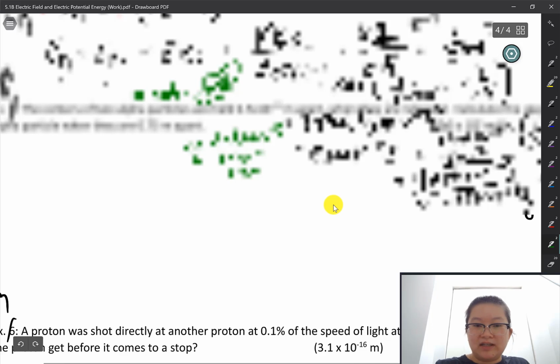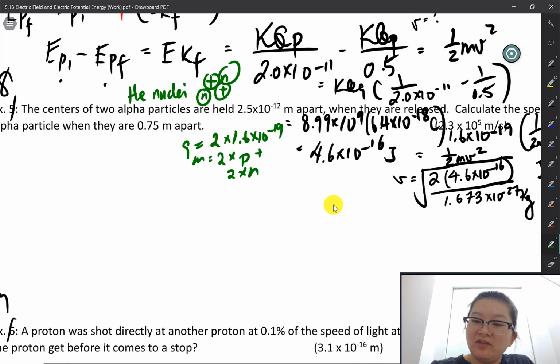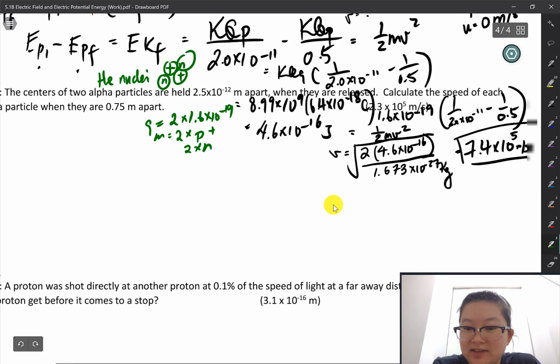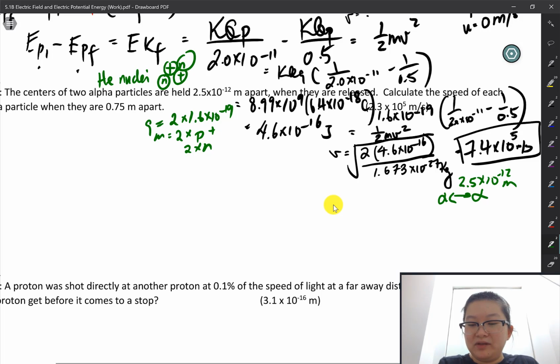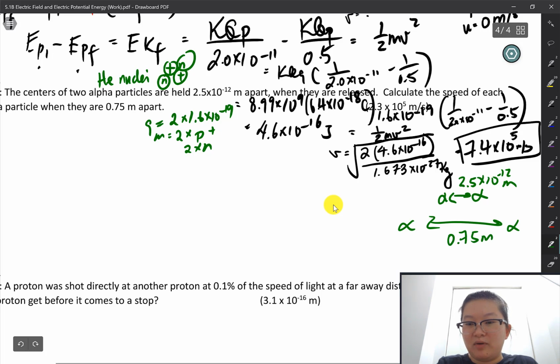But let's try to conceptualize what is happening here. For the alpha particles, I'm just going to use that alpha symbol. So at one state, there's an alpha particle here, there's an alpha particle there. They are only 2.5 times 10 to the power negative 12 meters apart. And then after we release them, they're going to be further apart. They're going to be over here, which is 0.75 meters apart.